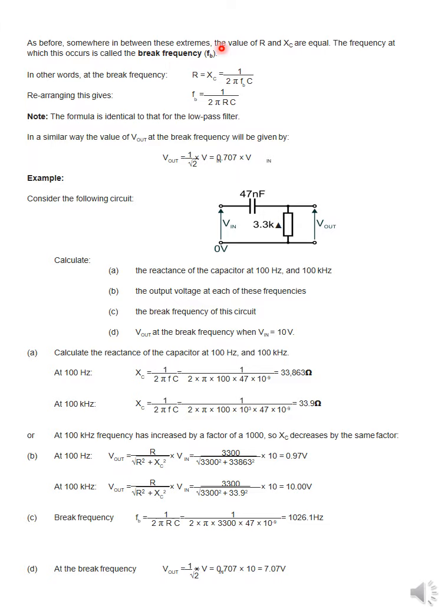In a similar way, the values of R and Xc are equal somewhere in between these extremes, and that point is called your break frequency, where R and Xc are equal. The frequency at which this occurs is called the break frequency, and you can find it as fb equals 1 upon 2 pi RC. This formula is identical for the low pass filter, but the conditions, or the range of frequencies for which you are operating, are different. In a similar way, the value of V out at the break frequency will be this.